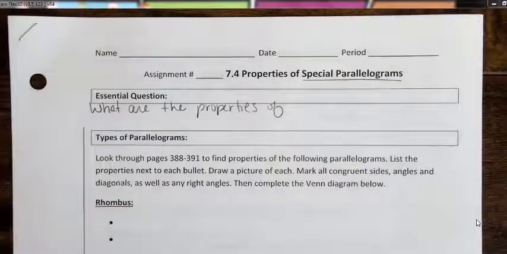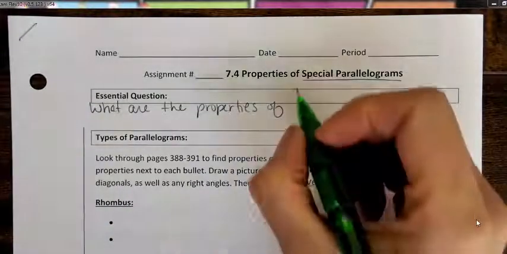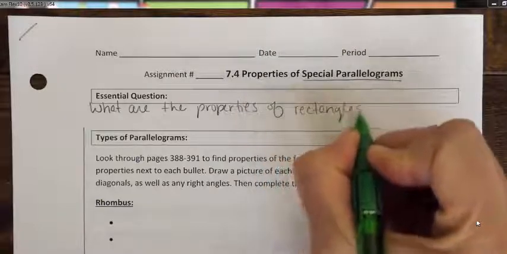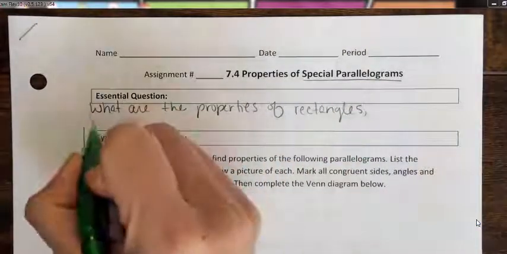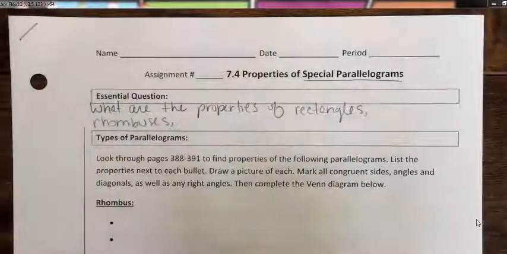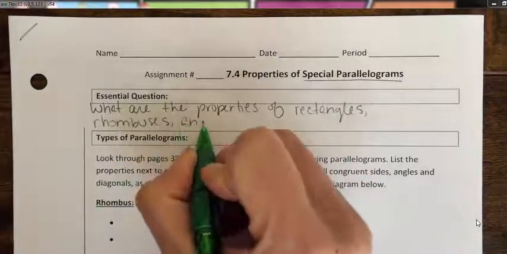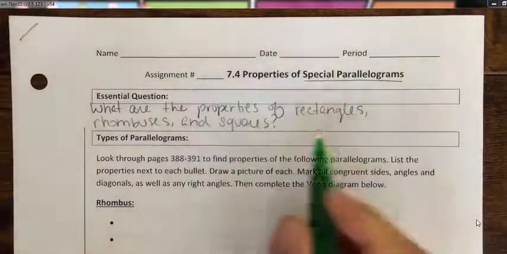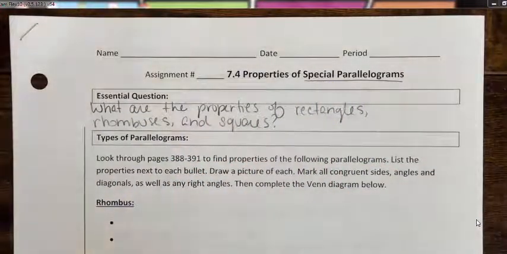And here they are. Here's the special types of parallelograms. Rectangles is one of them. Rhombuses, that's another type. And squares. So those are the three types of special parallelograms.